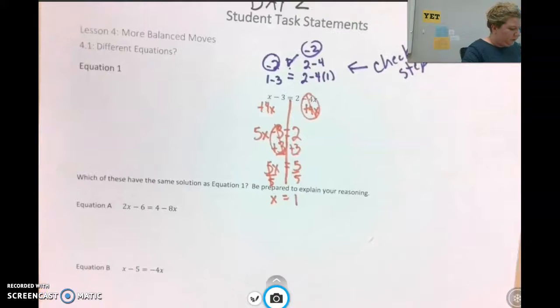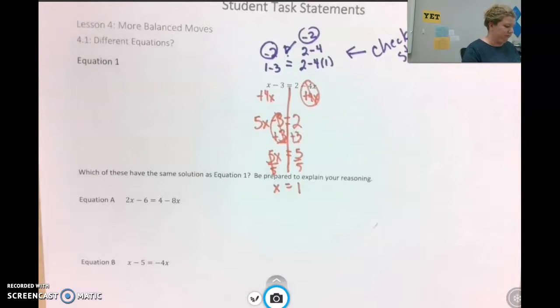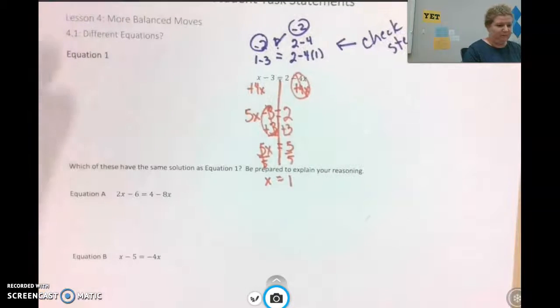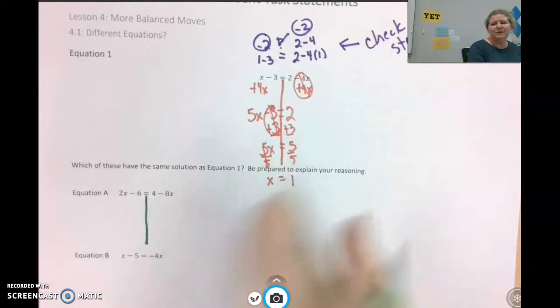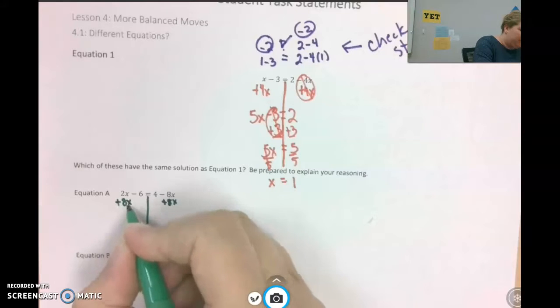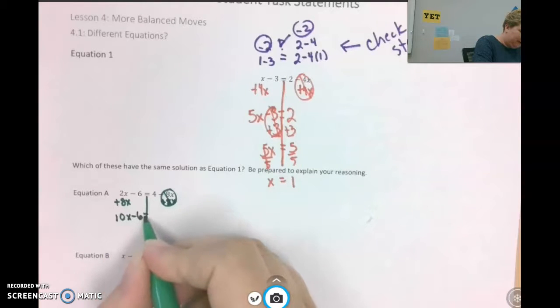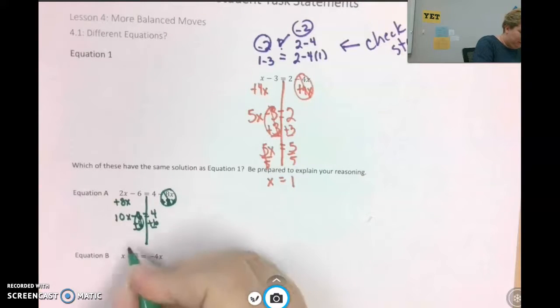Okay. Which of these have the same solution as equation 1? I'm just going to work my way through each of these and describe the process as I go. Drawing this line to remind myself to do the same thing on each side of the equations. I'm going to move the variables to one side of the equation by doing the inverse. This is 0. That leaves me with 10x minus 6 equals 4. I'm going to add 6 to each side. 10x is 10. Divide each side by 10, and x is 1.